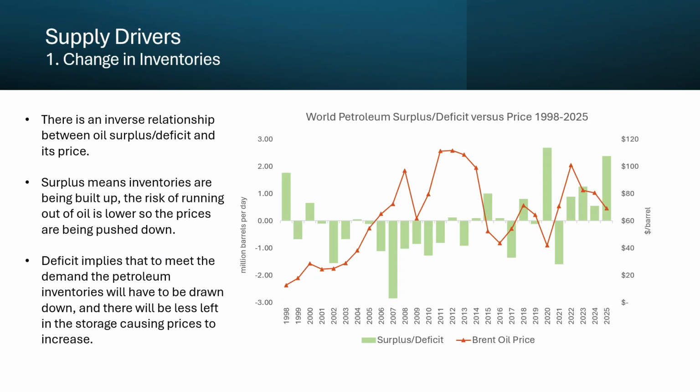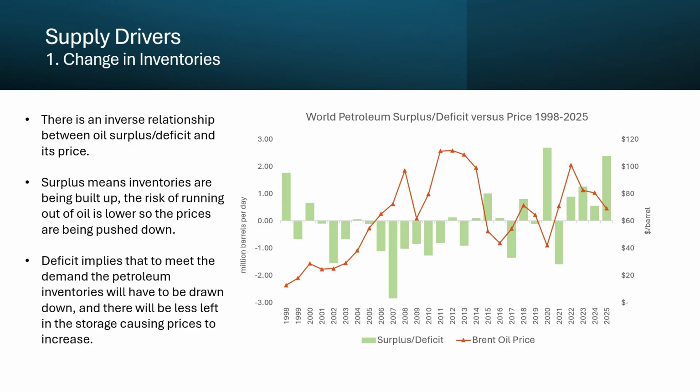Moving on to the supply drivers. One of the major factors influencing the price of oil is its inventories, specifically the change in the inventories. Petroleum inventories are essential for market stability. They can be used in the future to even out seasonal demand fluctuations and temporary shutdowns of refineries for maintenance or natural disasters. But too little or too much is when the price of oil gets affected.